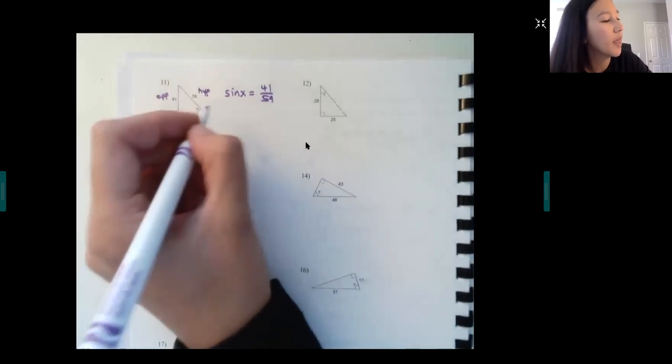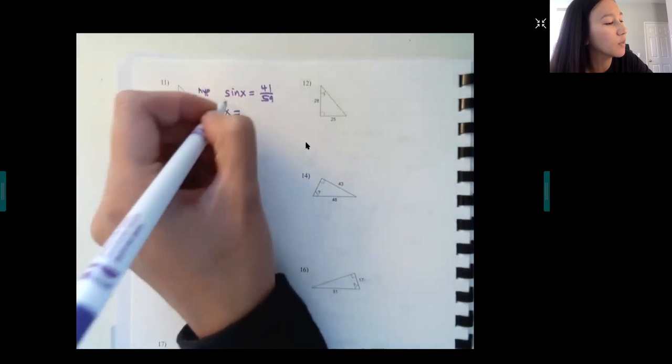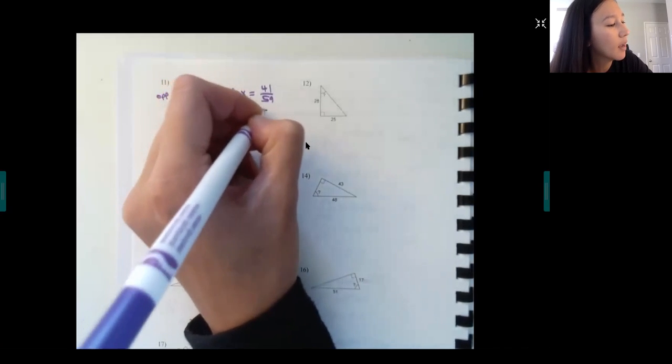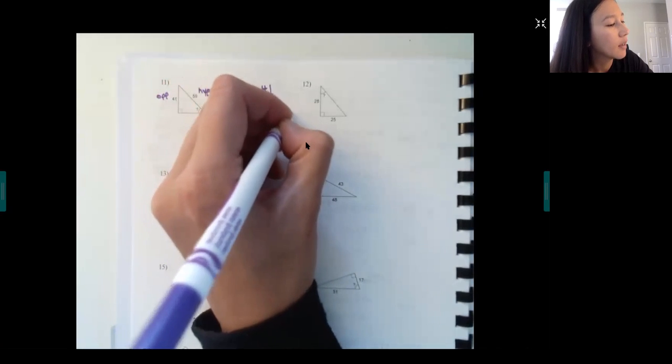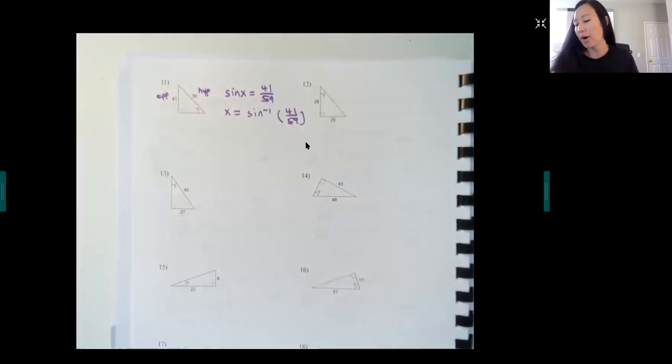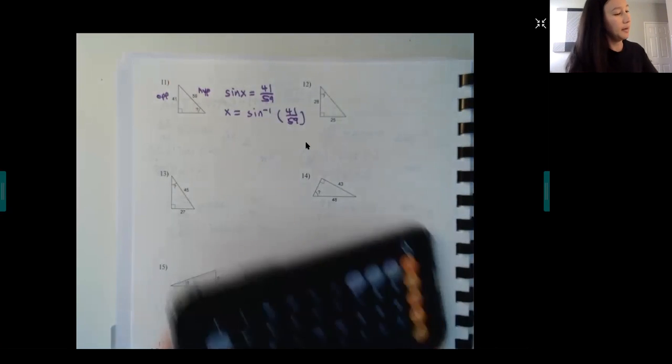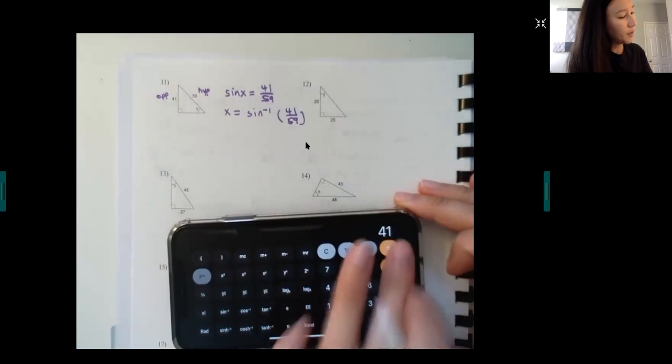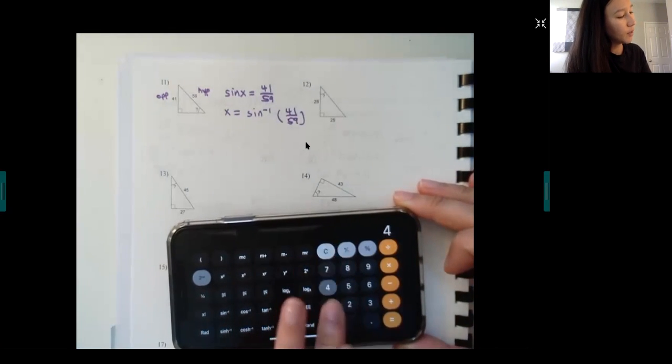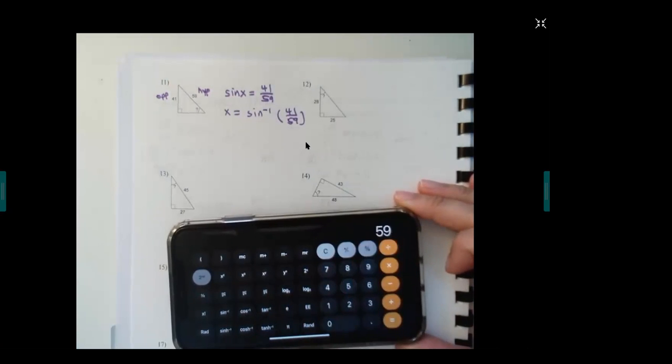Okay, no problem. So then we just need to take the inverse to solve for x. We just have to take the inverse of sine. So you did all the hard part. Now it's just the easy part in our calculator. That's where I got confused because I didn't know how to do it in the calculator.